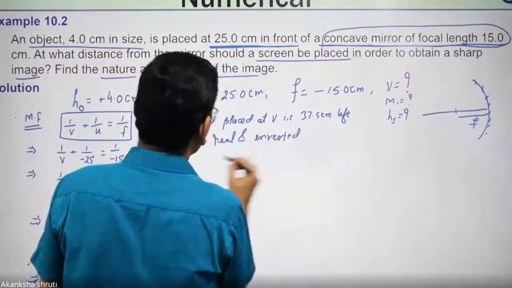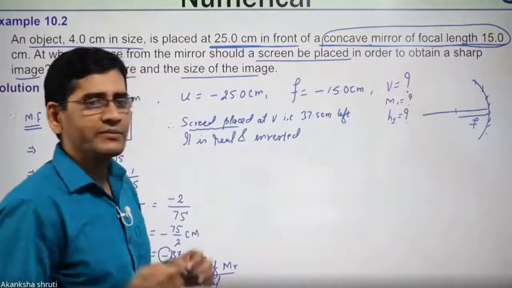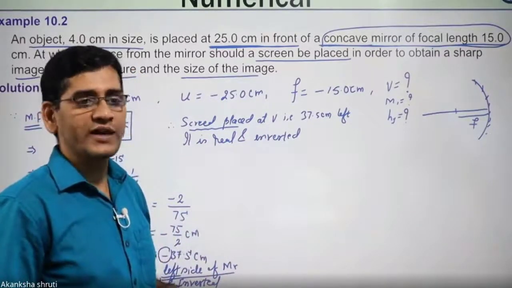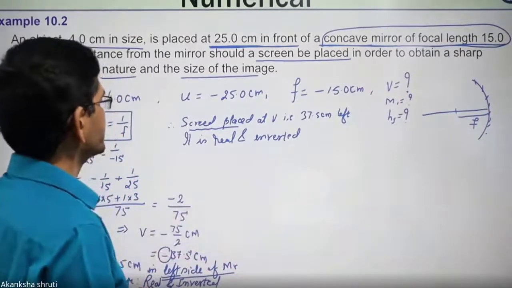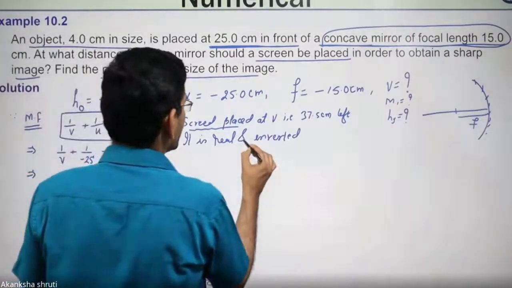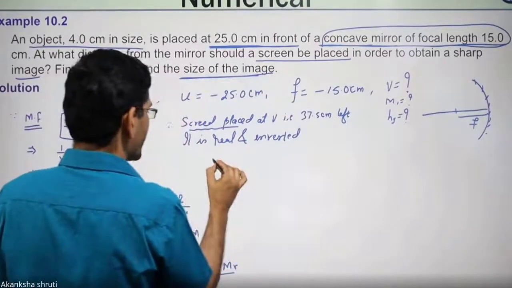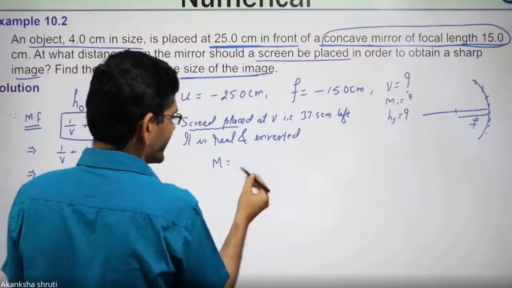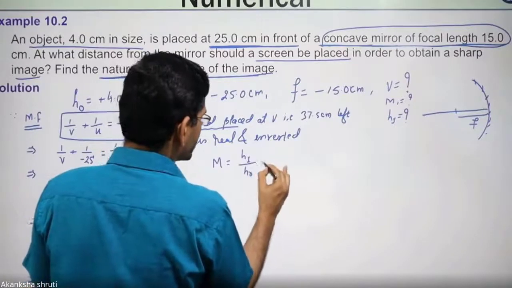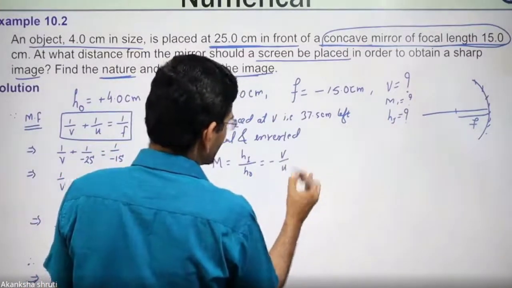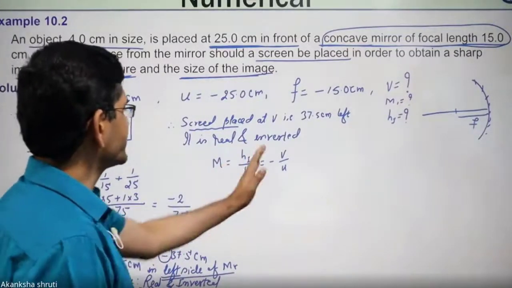Students, a few more things to keep in mind. Whenever it is asked to place a screen, surely the image will be real only. If it is virtual, you cannot place the screen; you cannot bring that image onto the screen. So the image is real. Now regarding the size of image, we have to use the magnification, which is HI by HO is equal to minus of V by U. Students, the magnification value can be calculated, or even this part can be used.